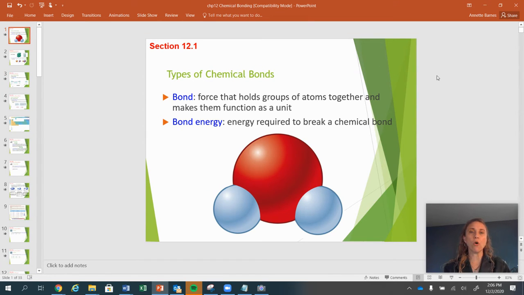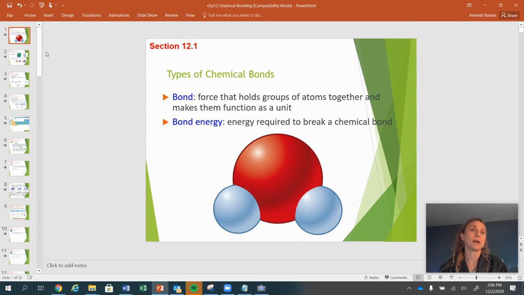Okay, we're going to go over types of chemical bonds and talk about the different types and how the forces between the atoms actually determine the type of bond. We all know the bond is a force that holds atoms together and makes them function as a unit, as a molecule. Bond energy can differ between the atoms, and the bond energy is the energy required to break a chemical bond.